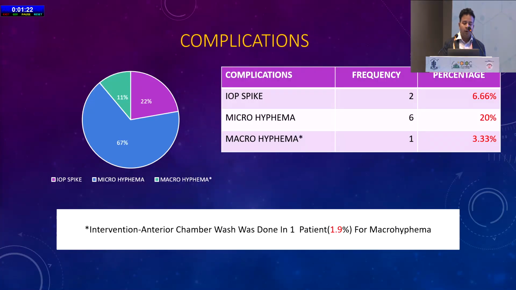Coming to complications, we had 2 patients with IOP spike. Microhyphema, a non-vision threatening complication, was seen in almost 6 patients and resolved within 1 week. Macrohyphema was seen in 1 patient, in which we required intervention.